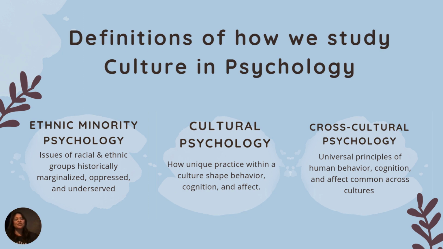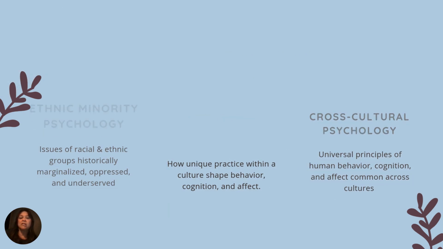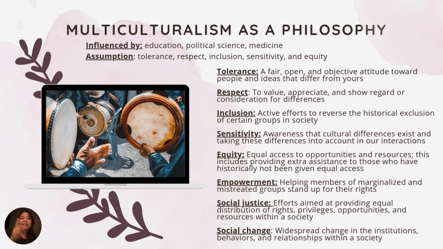These are the different definitions of how we study culture in psychology. We keep talking about culture, but really we have ethnic minority psychology, the study of issues that are relevant to racial and ethnic groups that have historically been marginalized or oppressed. Cultural psychology is the study of how unique practices within a culture shape one's behavior, cognition, and affect. And then, of course, we have cross-cultural psychology, which is the search for universal principles of human behavior, cognition, and affect. In other words, in what ways are we common? What are the commonalities across different cultures? So these are the different ways that we can study culture in psychology: ethnic minority psychology, cultural psychology, or cross-cultural psychology.